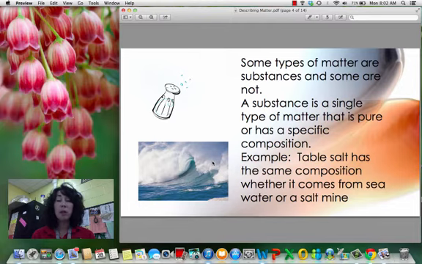Something with a specific composition would be something like salt. Table salt, sodium chloride. It doesn't matter whether it comes from seawater or from a salt mine. It has that same composition.